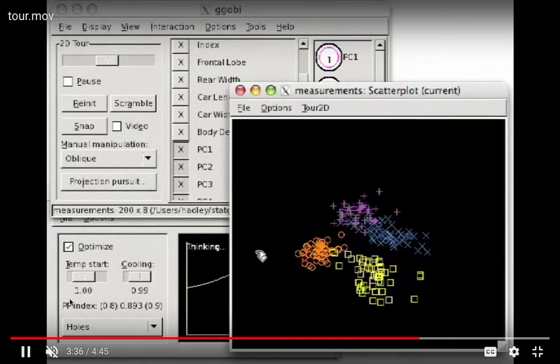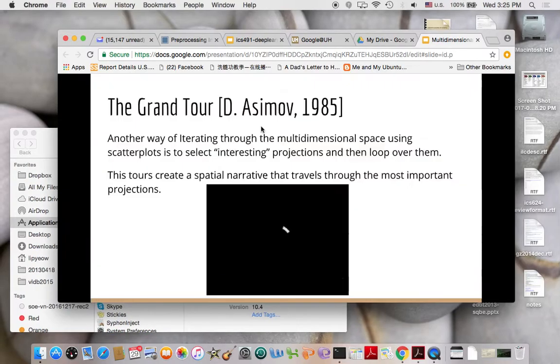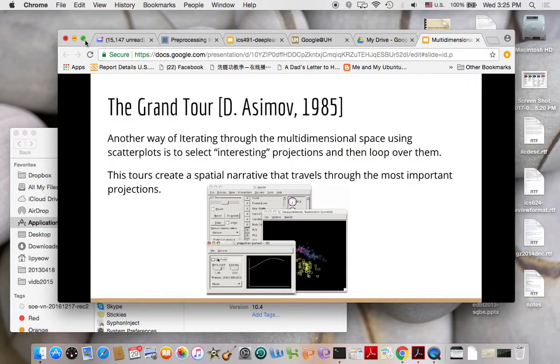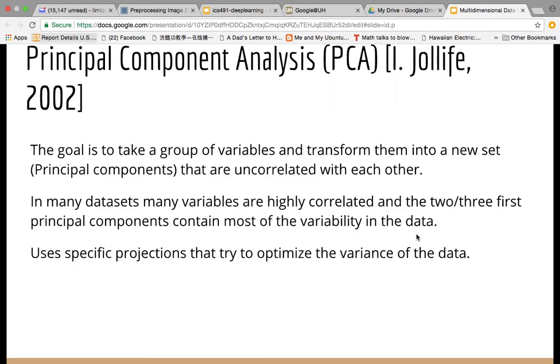So a little bit more optimized, you see there how they separate the whole clusters eventually at the end. So this would be one of the options. You have different projections, and then basically you loop over them. So now I'm going to talk a little bit about the projections.